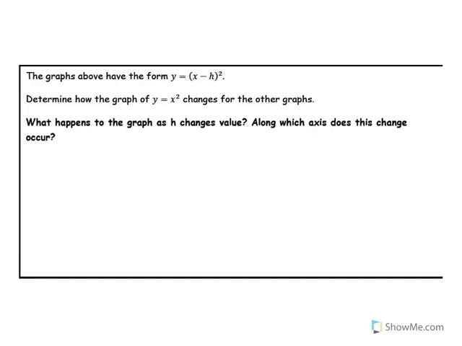All right, so let's do a little recap. The graphs above have the form y equals the quantity x minus h squared. Determine how the graph of y equals x squared changes for the other graphs. Well, you'll notice that once we have a number after x, it's going to shift it left or right depending on the number. If it's a plus sign in the parentheses, it's going to go negative. If there's a minus sign in the parentheses, it's going to go positive. The sign is different than it looks when you have numbers inside the parentheses.